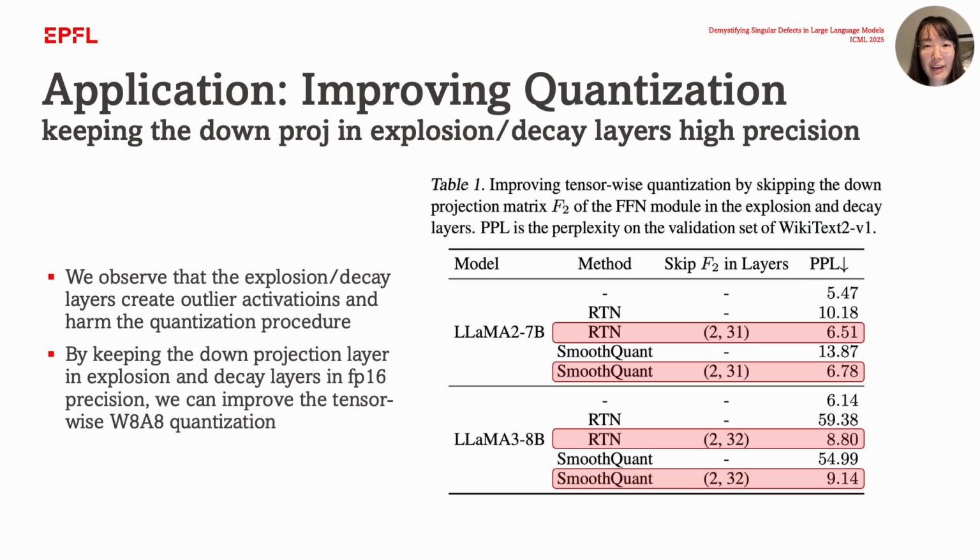Our study of the high-norm phenomenon leads to practical applications. We observe that the explosion or decay layers create outlier activations and harm the quantization procedure. By keeping the down projection layer in explosion and decay layers in FP16 precision, we can greatly improve the tensor-wise W8-A8 quantization.